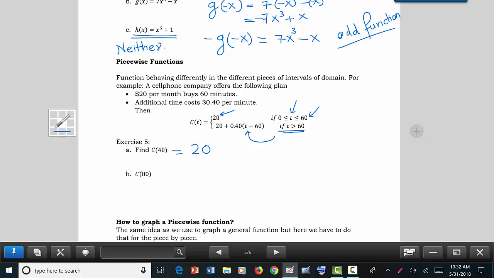Now C80, which is bigger than 60, that means we have to use the second function. That means we have to put 80 for t. So 20 plus 0.40 times 80 minus 60. Order of operations, we take care of the parentheses first. 80 minus 60 is 20. Let's multiply first. So 20 plus 0.40 times 20, use your calculator. I think that will be 8. So we got 28.